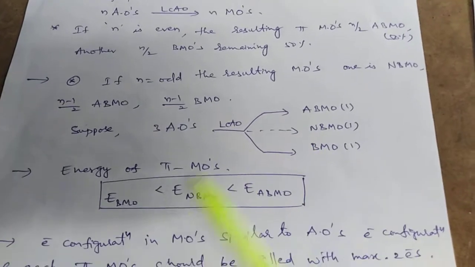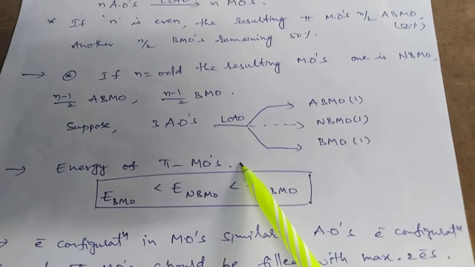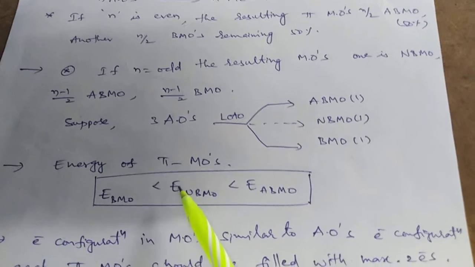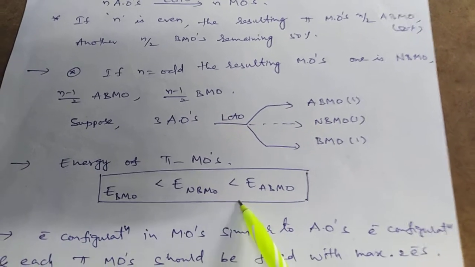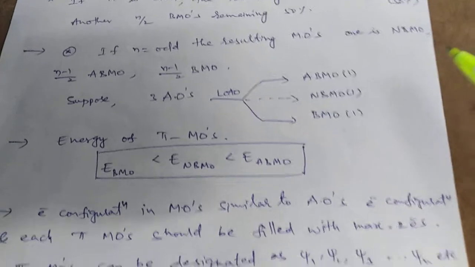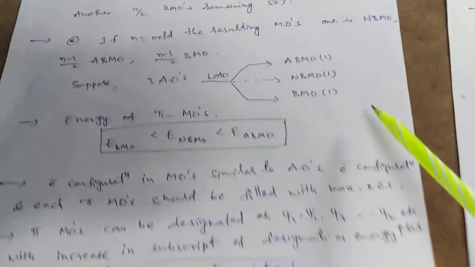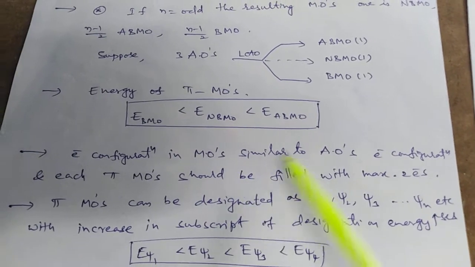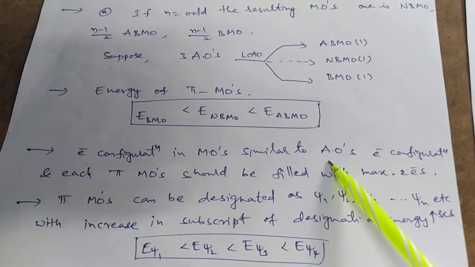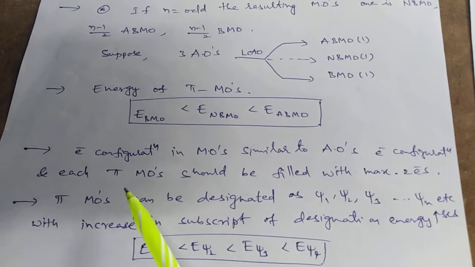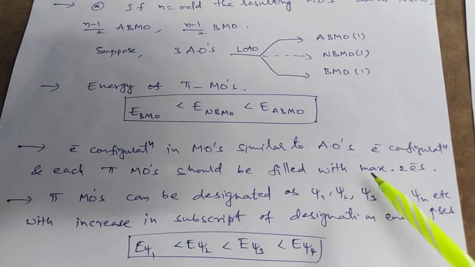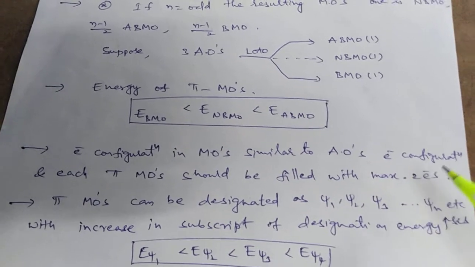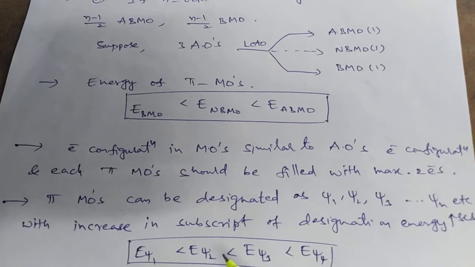Now the energy order of the molecular orbitals: the energy of the bonding molecular orbital is less than the energy of the non-bonding molecular orbital, which is less than the energy of the anti-bonding molecular orbital. The next point: electron configuration in molecular orbitals is similar to atomic orbitals, and each molecular orbital can be filled with a maximum of 2 electrons. They follow the rules: Hund's rule and Pauli's exclusion principle.